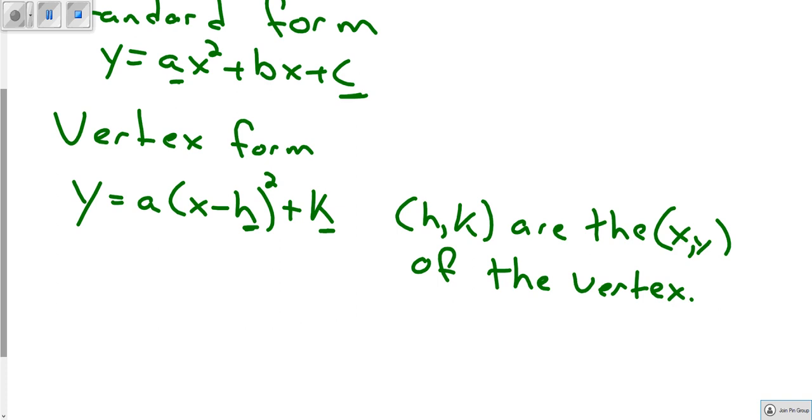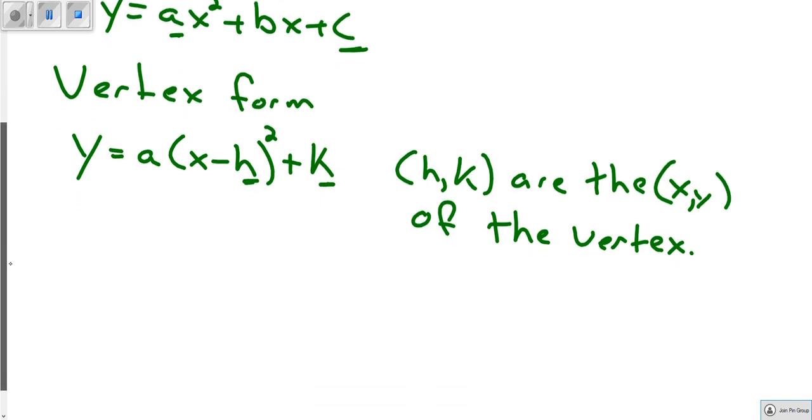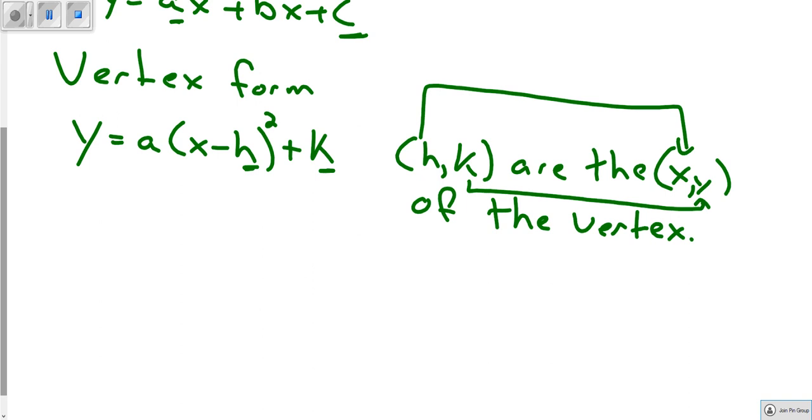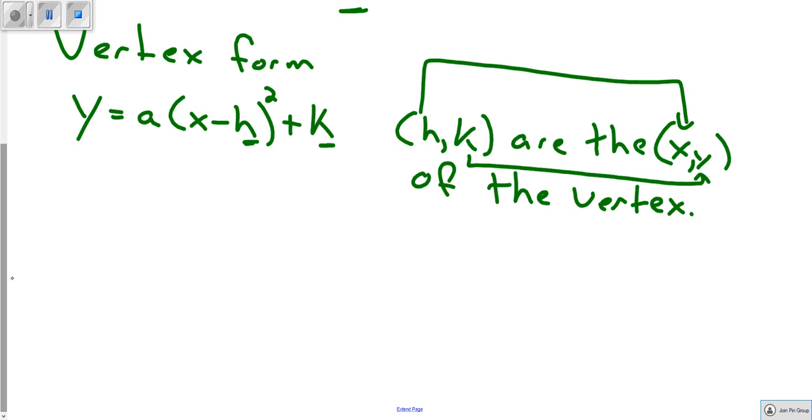Yes, Sam? Is H always X and K always Y? Yes. The H value always corresponds to the X, and the K value always corresponds to the Y. What about P and Q? Is it the same? Yeah, with the P and Q formula, don't worry about it right now. But P is instead of H, and instead of K, you have Q. Again, it's algebra, so it could be any symbol. It doesn't even have to be a letter. It could be a rainbow and a question mark.